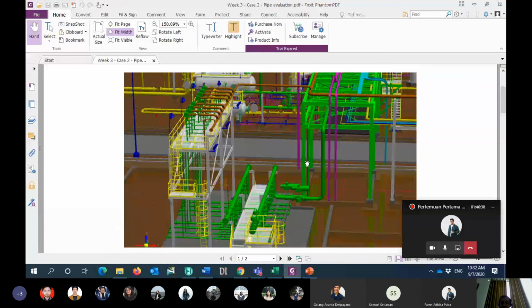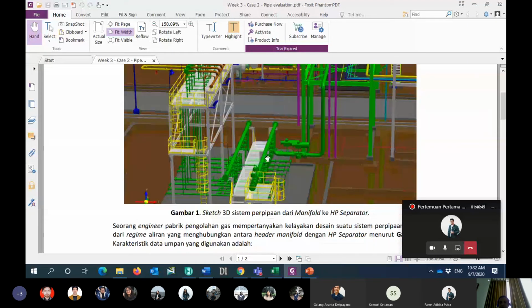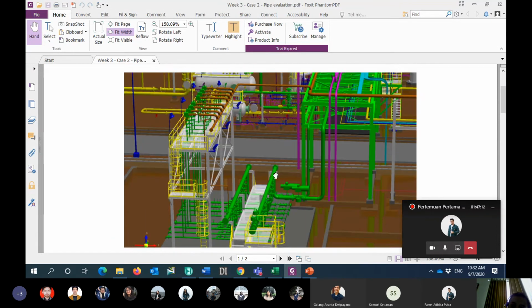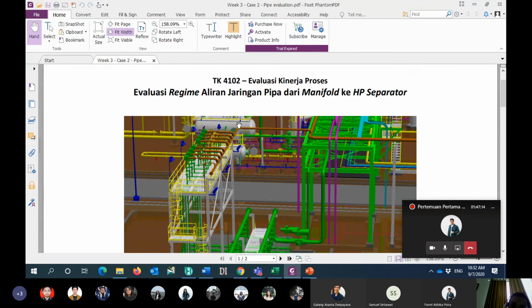If you look at the pipeline system here, the gas is coming from this manifold. A manifold is a kind of mixer, a header mixer. It is a kind of pipe that combines all the inputs coming from the wells. This manifold has to deliver the liquid to the separator. The separator is here.